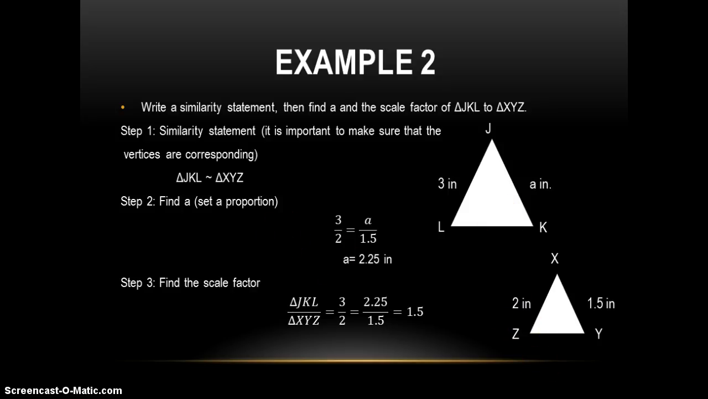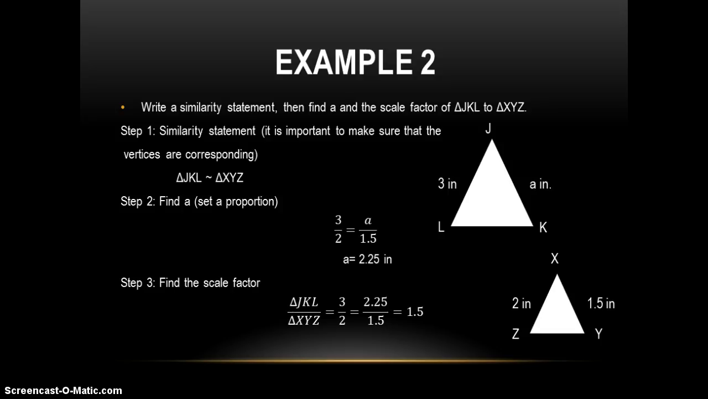Step 2. We find A, so we set up a proportion. So 3 divided by 2 equals A over 1.5. So we have our corresponding sides, 3 divided by 2 and A divided by 1.5. And then we cross multiply and we find that A equals 2.25 inches. If you can't remember how to cross multiply, then you should look at the proportions PowerPoint.